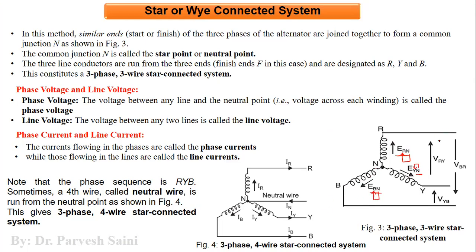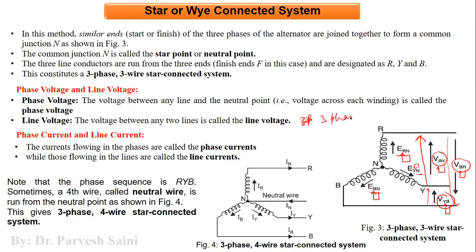So this is the phase voltage, and we have three line voltages: VRY, VBR, and VYB. Now the direction is from Y to R. You can see it is from Y to R, and here the direction is from R to B, and the direction is from B to Y. It is like this.